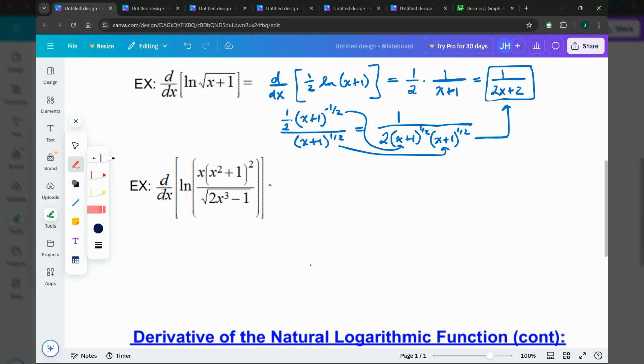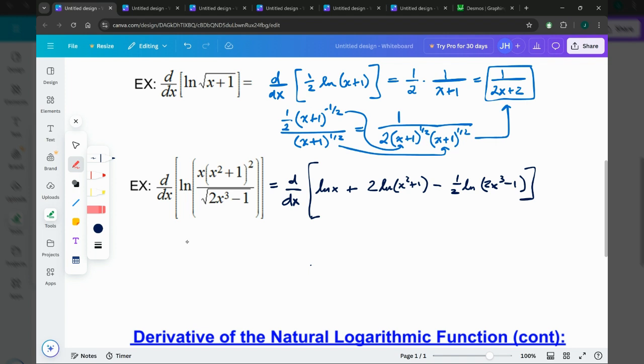So what I'm going to do is I'm going to expand this logarithm first. I'm not going to take the derivative yet. This would expand into the natural log of x, plus the natural log of x squared plus 1, I can bring the 2 out front, minus the natural log of 2x cubed minus 1. That's a square root, so I can bring a 1/2 out front. I've expanded my logarithm, which is going to make my derivative a lot easier.